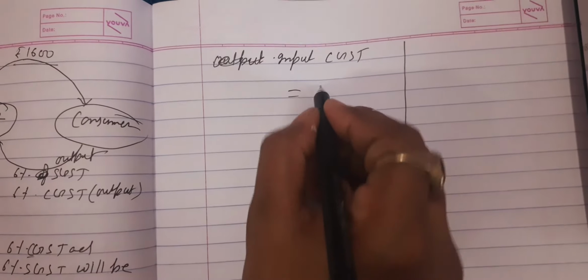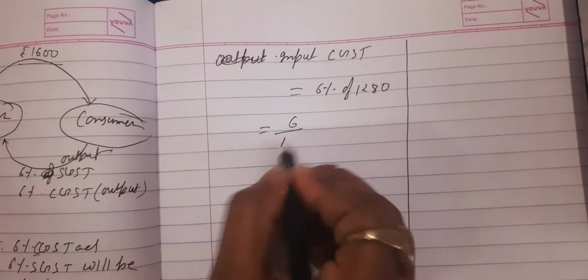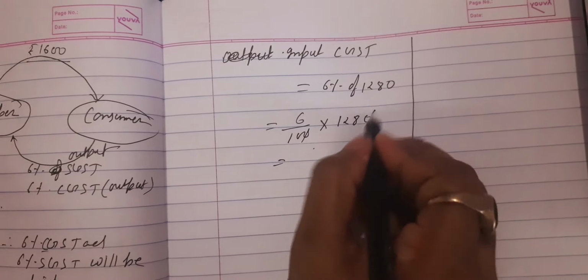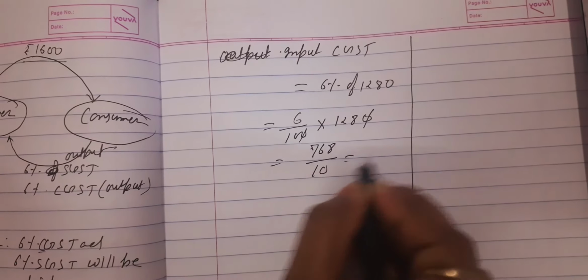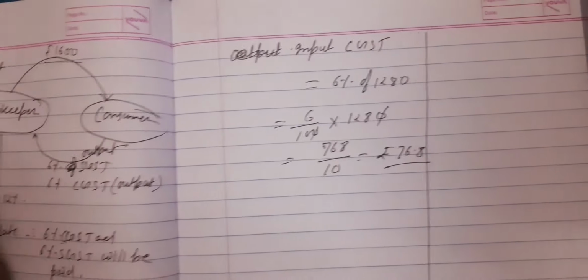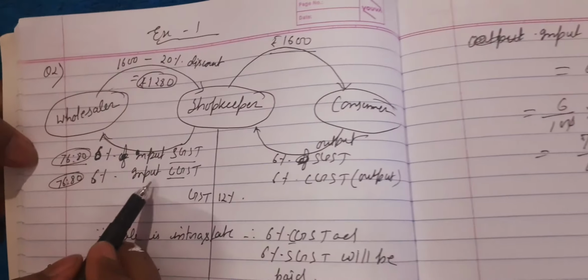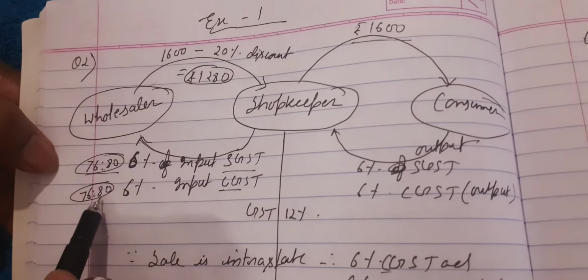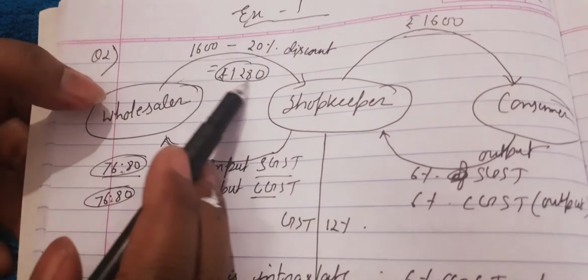So input CGST is again 6% of 1280 rupees. So it is 6 upon 100 into 1280, and again we'll do the calculation, and this is 768 divided by 10, so rupees 76 and 80 paise. So 76 rupee 80 paise will be input CGST. It means shopkeeper will pay 76 rupee 80 paise as CGST for central government, this tax for state government, this tax, and this amount for camera.